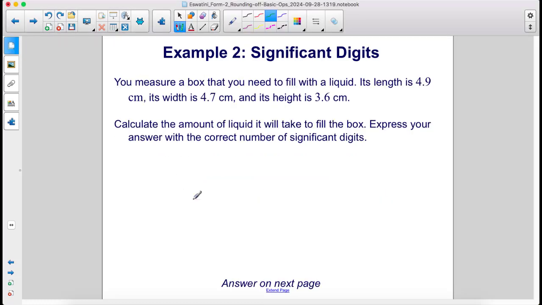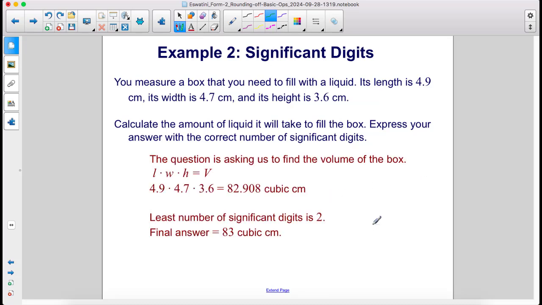You measure a box that you need to fill with a liquid. Its length is 4.9 centimeters, its width is 4.7 centimeters, and its height is 3.6 centimeters. Calculate the amount of liquid it will take to fill the box. Express your answer with the correct number of significant digits. The question is asking us to find the volume of the box. Now the volume of a box is length times width times height. So we multiply all of these numbers together and we get 82.908 cubic centimeters.